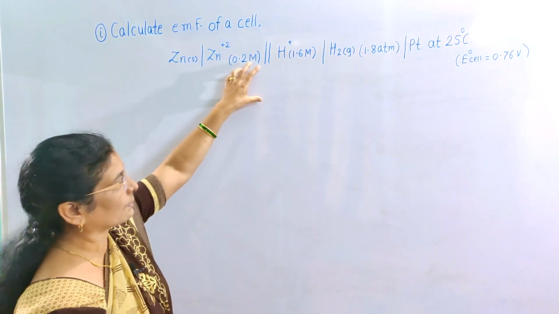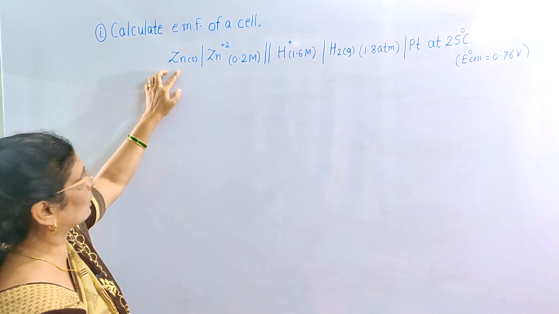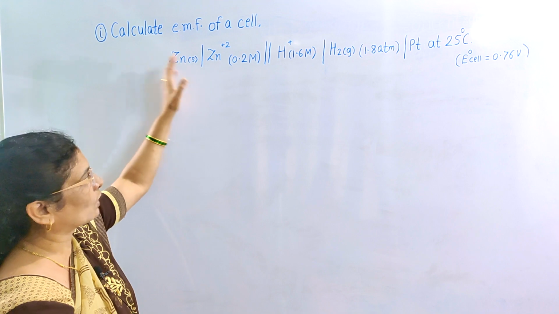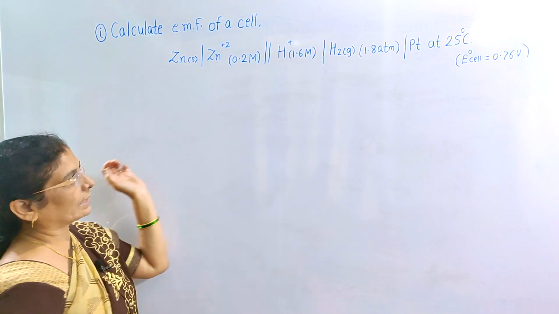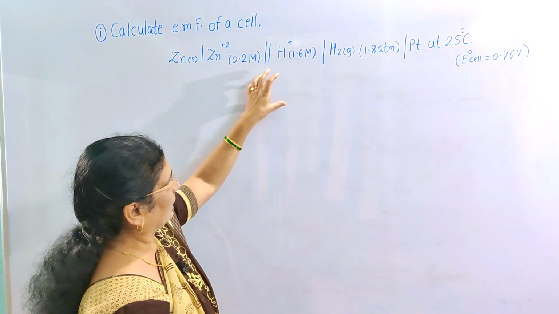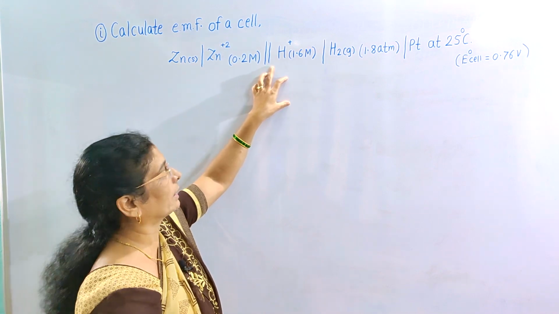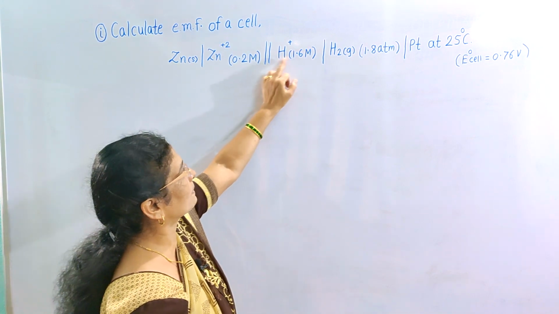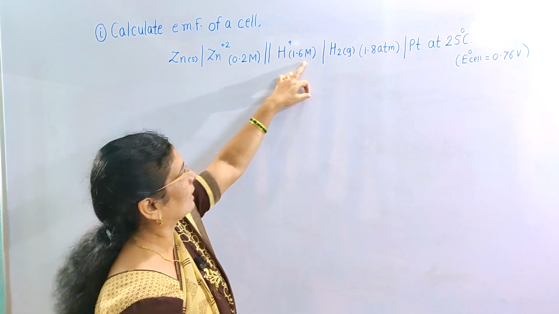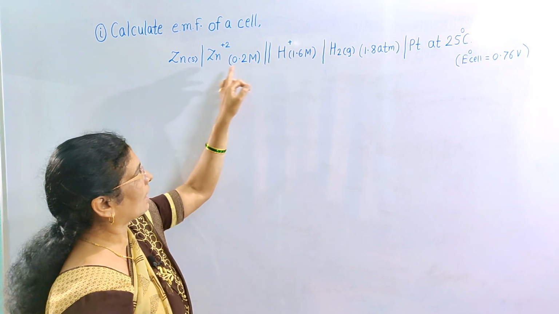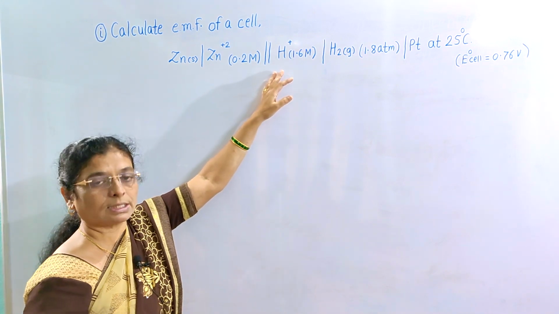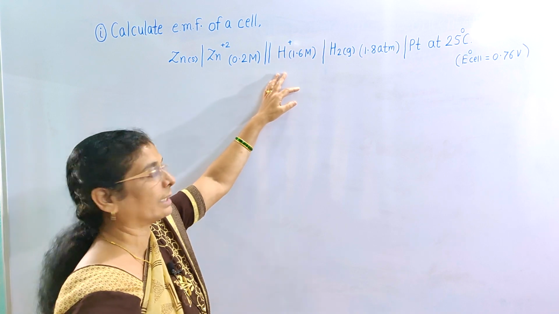This is the representation for the zinc electrode, and this electrode works as anode. Here oxidation reaction takes place because it is represented at the left hand side. Double vertical line, these Zn plus 2 ions are connected by using a salt bridge to H plus ions having the concentration 1.6 molar. Remember, these concentrations are different from 1 molar concentration. That is, this cell is not a standard cell.